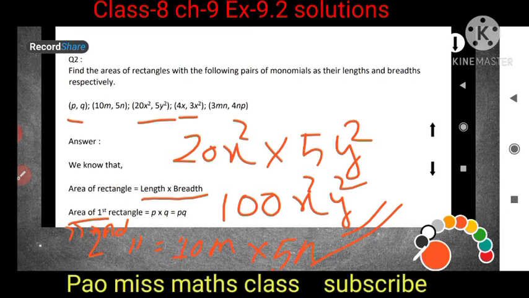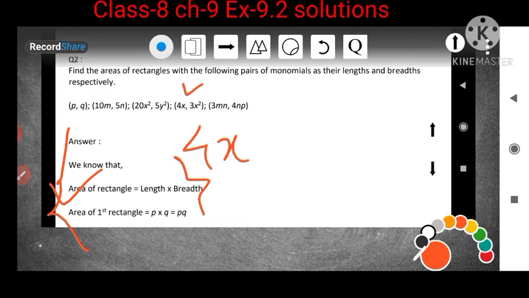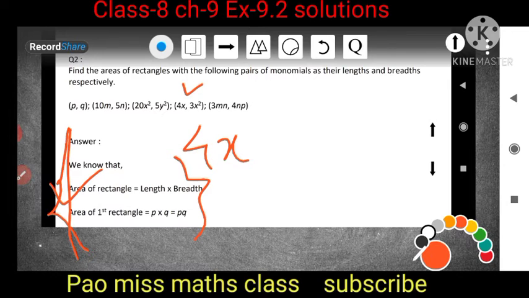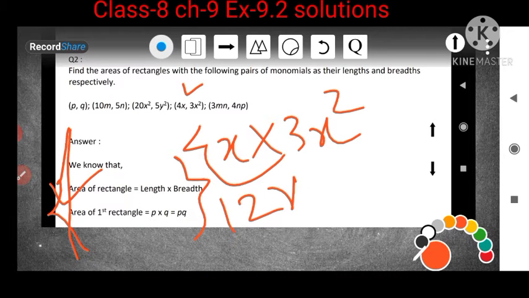In the same way, for the fourth one, the area of the fourth rectangle will be 4x into 3x square. This is how the step has to be written; I'm just explaining, not writing this step now. 4x multiplied with 3x square: if you multiply 4 and 3, you get 12. Now x and x square, so in total x to the power 3. So the area of the fourth rectangle will be 12x to the power 3.